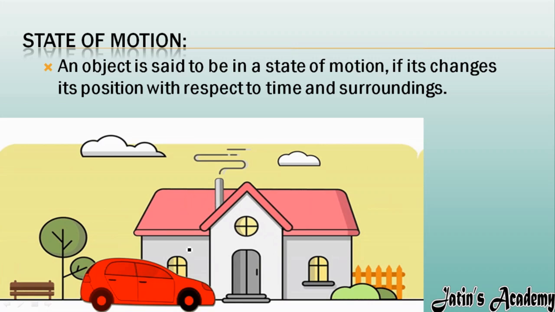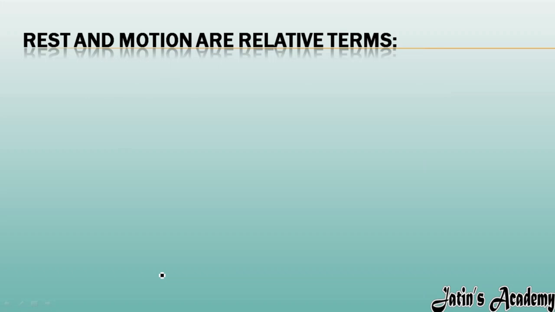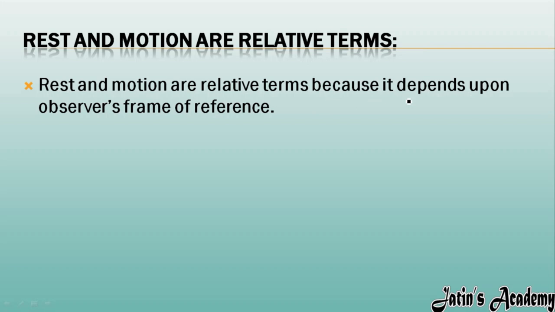Fine. So next we have: rest and motion are relative terms. What do you mean by relative terms? Relative term means rest and motion, they both are dependent on each other. How dependent on each other? See carefully. Rest and motion are relative terms because they depend upon the observer's frame of reference. How does it depend upon the observer's frame of reference? See, by taking an example.